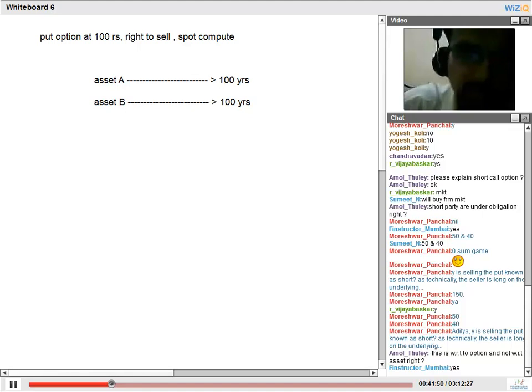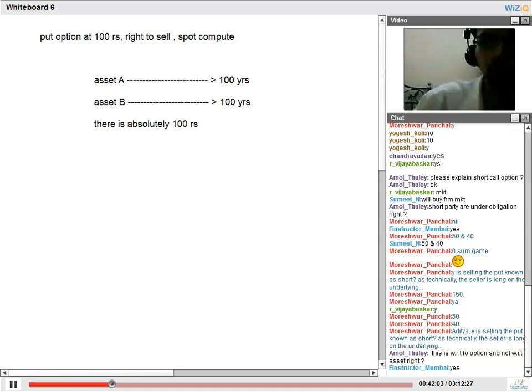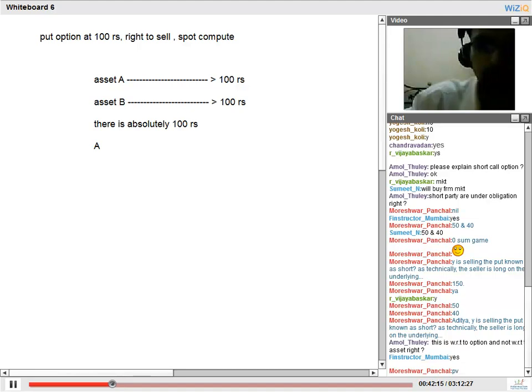On both assets there is absolutely no risk. So it is 100% sure that both A and B will give me 100 rupees. There is no risk. There is absolutely no concern. What will be the price that I will be willing to pay for A and B? No arbitrage principle says that you will be willing to pay an equal price for A or B. Otherwise, there will be an arbitrage opportunity.